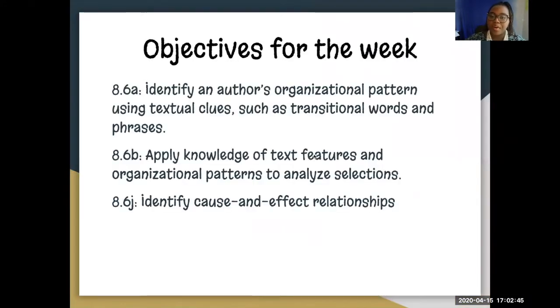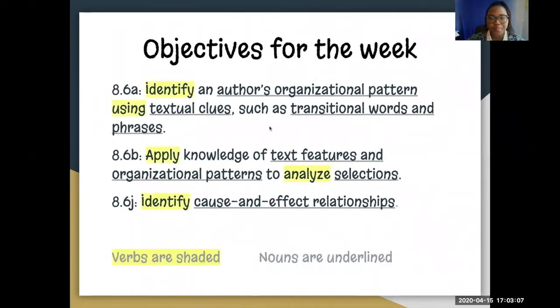So just as a review of our objectives for the week, we have 8.6A, identify an author's organizational pattern using textual clues, such as transitional words and phrases. 8.6B, apply knowledge of text features and organizational patterns to analyze selections. 8.6J, identify cause and effect relationships, okay? Just as a reminder, the verbs are shaded in yellow, and that's going to tell you the skill we're working on, and the underlined are the nouns, that's what we're going to use the skill to do, okay?